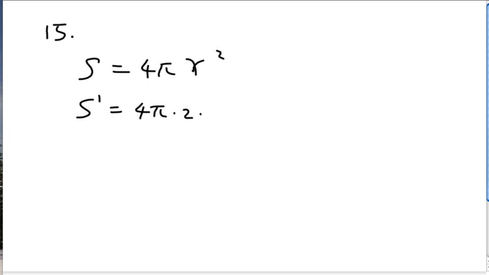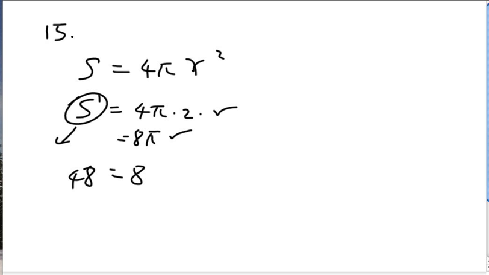All right, 15. S equals 4 pi r squared. The derivative would be 4 pi times 2r, which is 8 pi r. And according to the question, we know the surface area is growing at 48 square meters per second. So this value is 48. 48 equals 8 pi r.